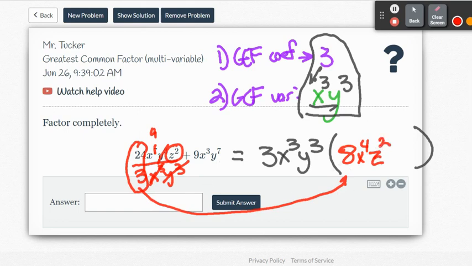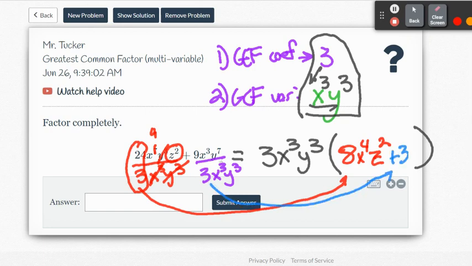So that term is done. Now I take 9x to the third, y to the seventh, and divide it by my GCF of 3x to the third, y to the third. And 9 divided by 3 is going to give me 3. So I put that, and it's a positive 3, so plus 3.